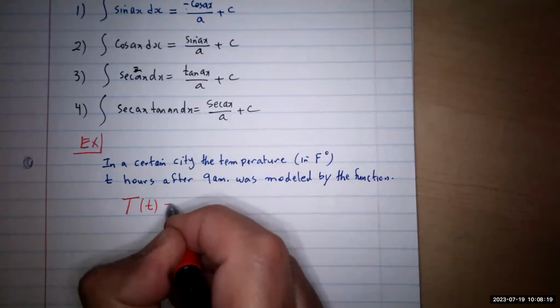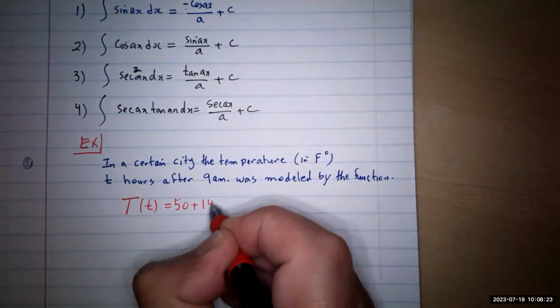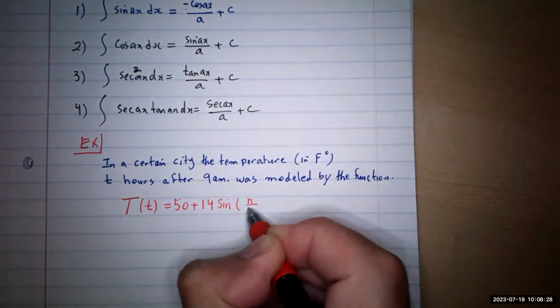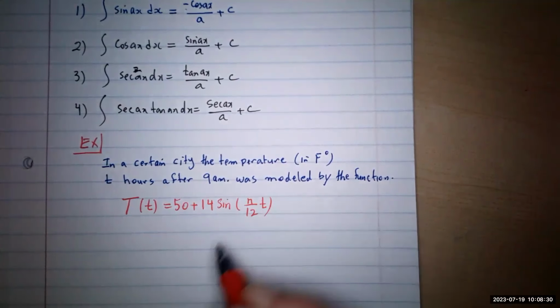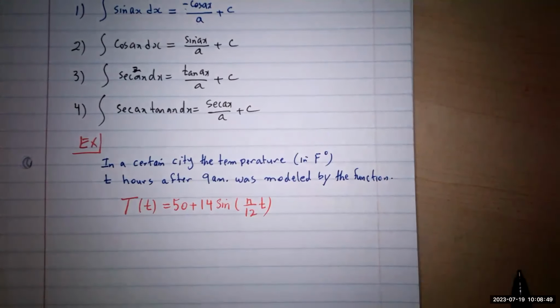is modeled by 50 plus 14 sine of pi over 12 t. It's going to be a sine model, but these numbers would be different. Sometimes the one that you have in your practice may have something extra in it. If you talk about Alaska, the formula would be different, but these quantities are going to be there. I put pi by 12, that's going to make it easy. So this is the model, t hours after 9 a.m.